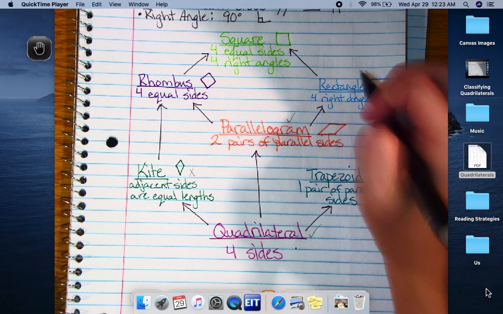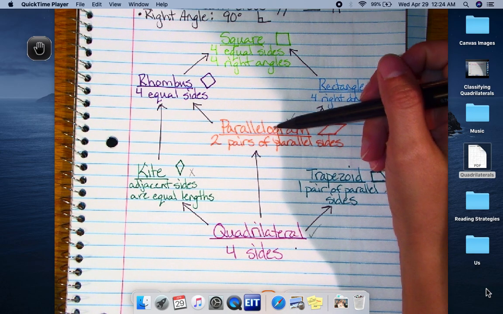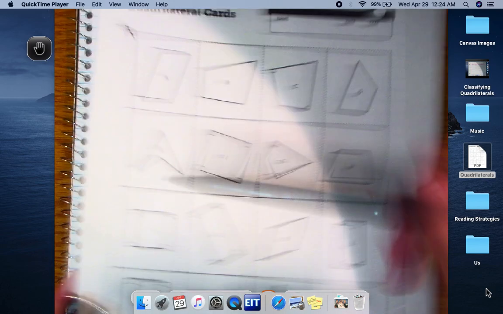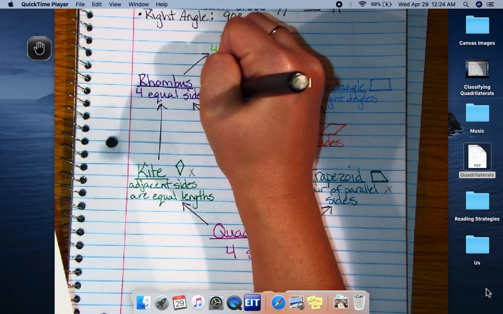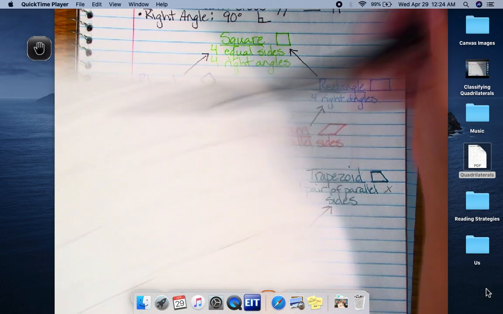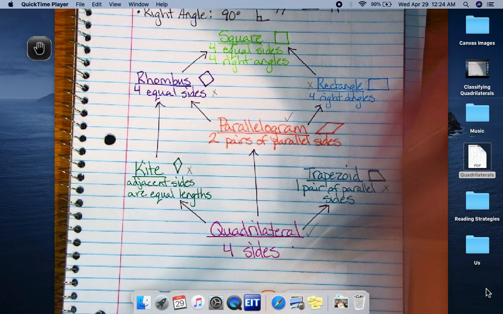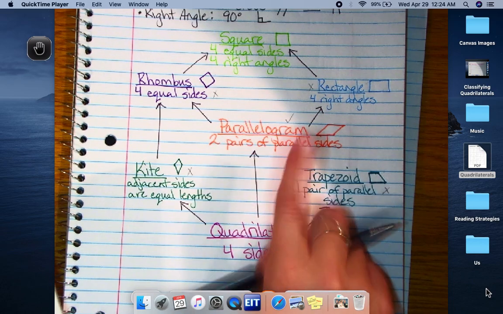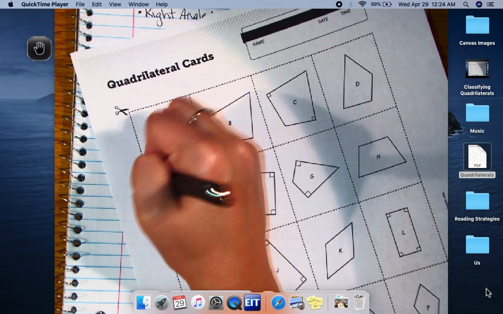But I'm looking for the most specific name. So I figured out it's a parallelogram. Is it a rhombus? Does it have 4 equal sides? No, because this is not equal to this, so it's not a rhombus. Does it have 4 right angles? No, this doesn't have any right angles, so it's not a rectangle. If it's not either of these, it can't be a square because they follow. So this is a parallelogram. That is the most specific name for it.